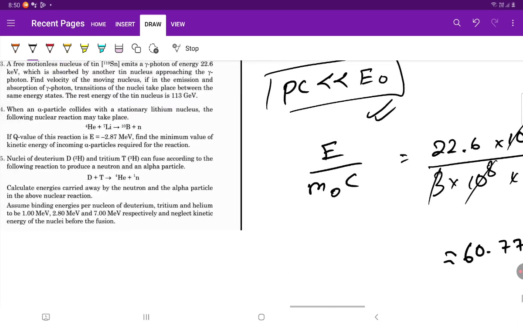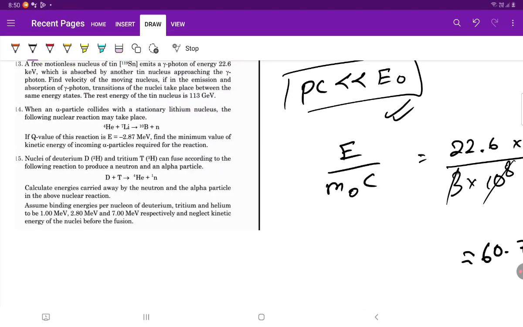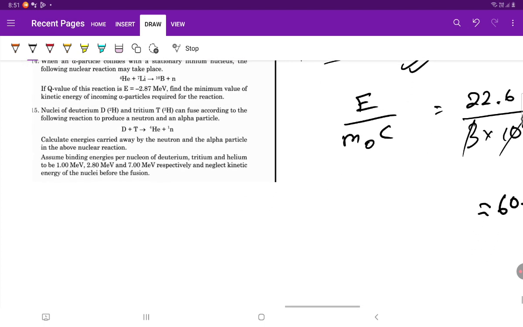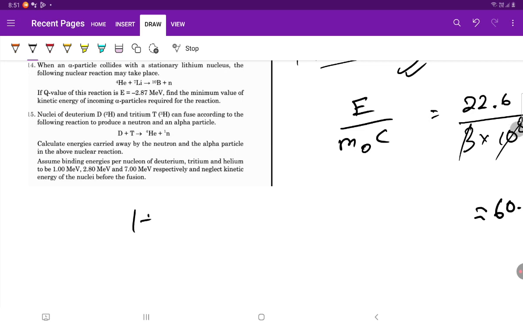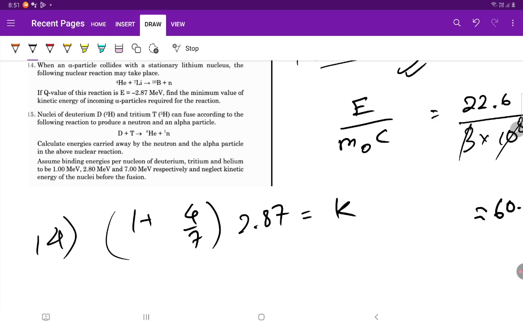So we just unknowingly, or without an indication, solved question number 13 of Pathfinder. Now considering question number 14 once: when an alpha particle collides with a stationary lithium nucleus, the nuclear reaction takes place. The Q value of this reaction is this, find the minimum value of the kinetic energy. Very simple. The target nucleus mass is 4, 1 plus 4 by 7 into 2.87 for question number 14. This will be the kinetic energy required. We know that the kinetic energy required is always more than the Q value, so you can just memorize it like this.